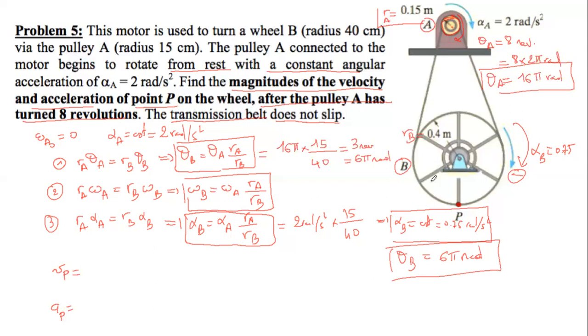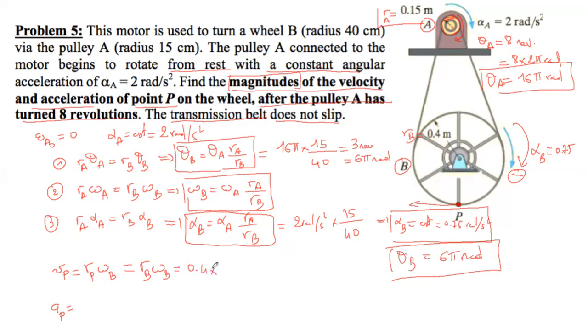We want VP, the velocity at this point here. The velocity at this point will be in this direction, but I don't care about the direction. I just want the magnitude. So what is the magnitude of the velocity at point P? VP is R B omega B. What is RB? 0.4.